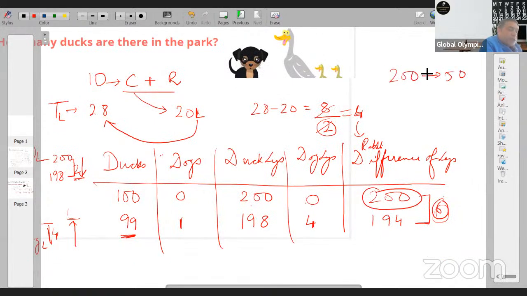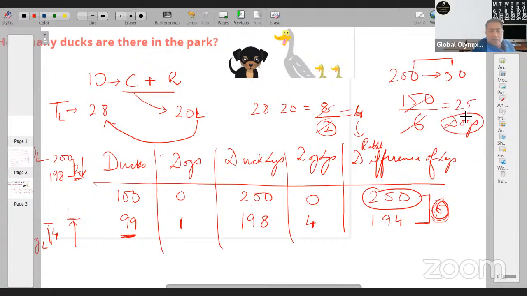Now we know we have to come down from a difference of 200 to a difference of 50. What is the gap here? 150, correct? Right. Therefore, 150 divided by this 6, I need to get 25 dogs in. So if I get 25 dogs in, therefore my ducks will remain 100 minus 25, which is 75. This is a way of doing it logically if you don't know how to do it.